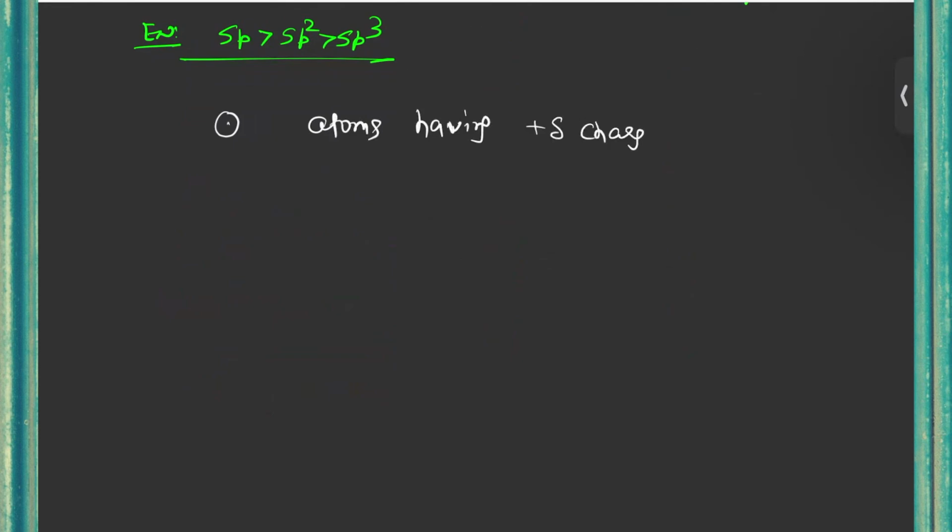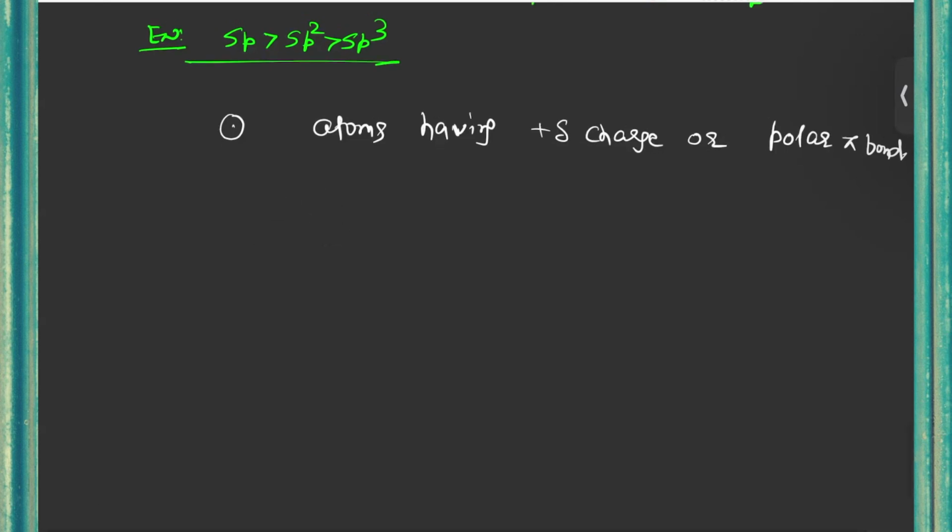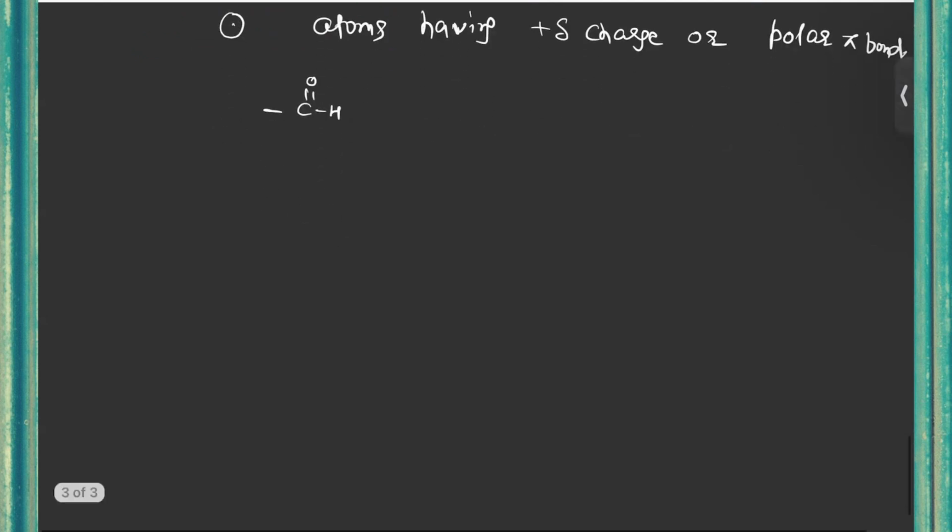Then next, atoms having partial positive charge or polar pi bonds. For example, C double bond O. In C double bond O, we can write the aldehyde. Suppose we write C double bond OH, and if they ask you what is the effect of this carbon? Basically, this is having a partial positive charge. How is this charge coming? This is coming because of the oxygen. Oxygen is more electronegative. That is why the carbon is having that partial positive charge.